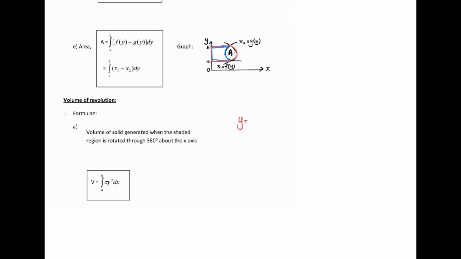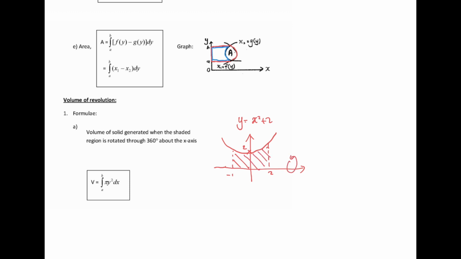One example. Let's say you have y equal to x squared plus 2 again, like this. Here is 2. Okay. Now let's say you have shaded region from -1 to 2.